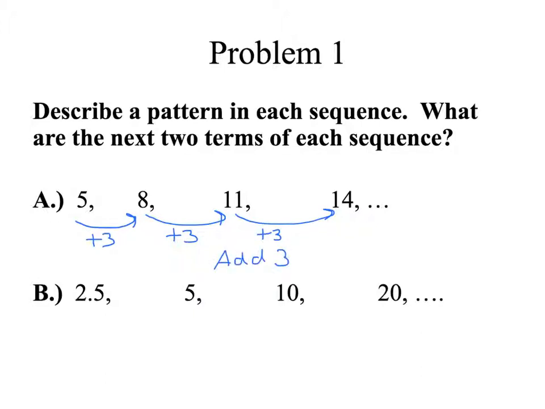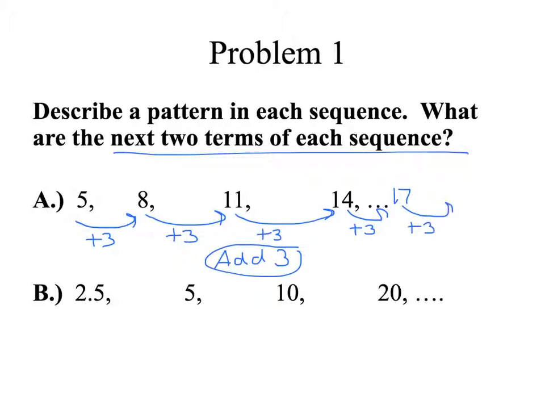You could say add 3 to find the next number, but the pattern would be add 3. So what are the next two terms of each sequence? Let's see, if we add 3 again to 14, we get 17. If we add 3 again, it would be 20. Okay, that's pretty easy, I think, for you guys.